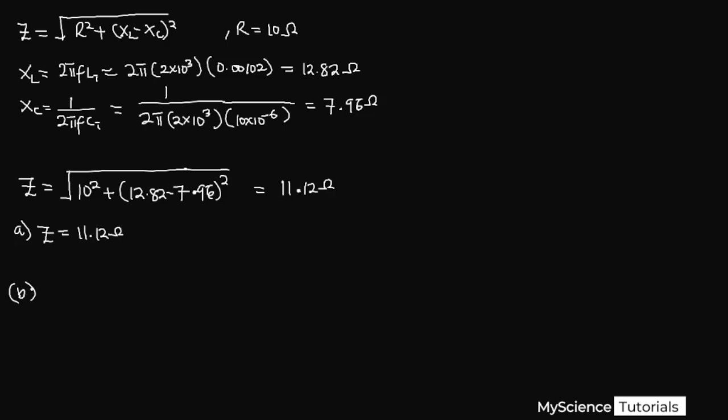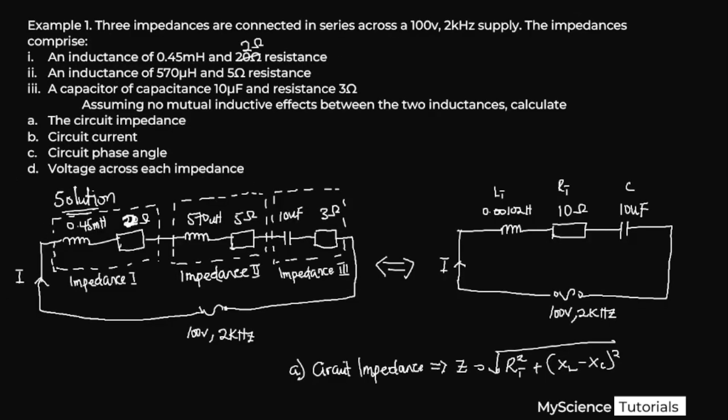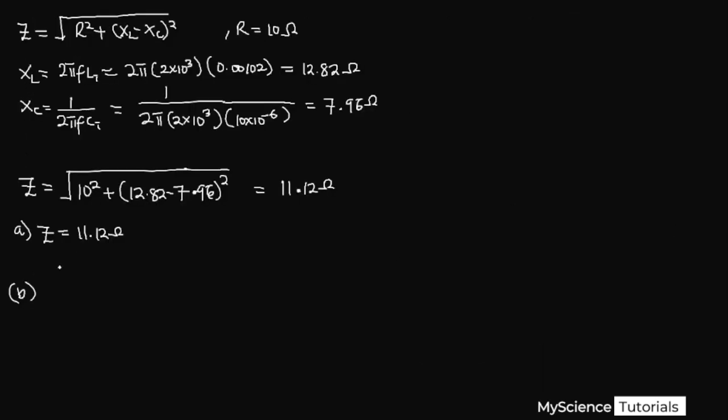Now let's go ahead and look at the B aspect of this question. The B aspect says we should find the current, or the circuit current. Now the circuit current is very easy. In an RLC series circuit, we know that voltage is equal to I multiplied by Z, where Z is the impedance, or the total opposition to the flow of current in an RLC series circuit. Now our Z we've already found to be 11.12. Our voltage we were already given in the question, that is 100 volts. So we can go ahead and do the substitution and get our current.